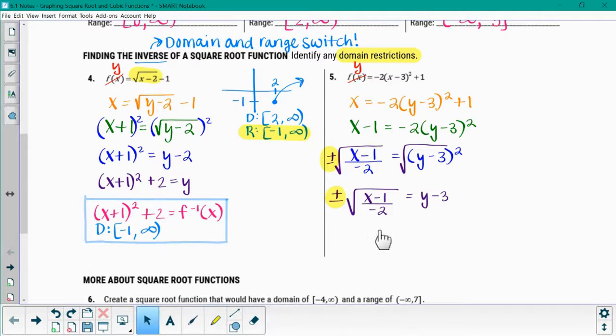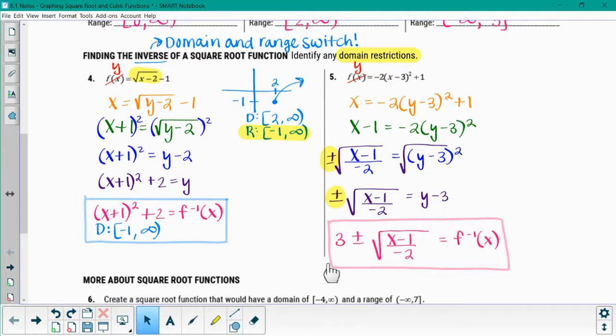So I'm going to keep solving, and add 3 to both sides. Now, of course, you could put the plus 3 on the right-hand side. That is absolutely okay. It's the same answer, but I just went ahead and wrote it in front, and I changed it to inverse notation. And notice again, I do have that plus or minus.